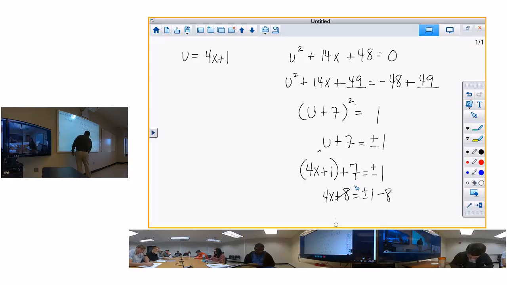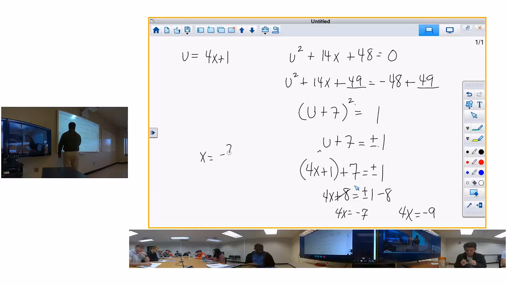We get 4x is equal to, what's 1 minus 8? Negative 7. And what's negative 1 minus 8? Negative 9. So our x-intercepts are negative 7/4 and what? Negative 9/4. Check my work. Equals negative 9/4.